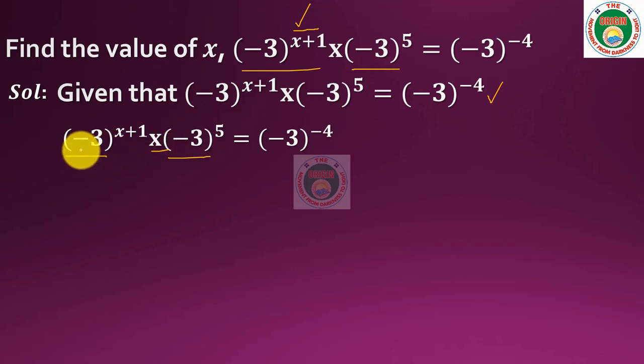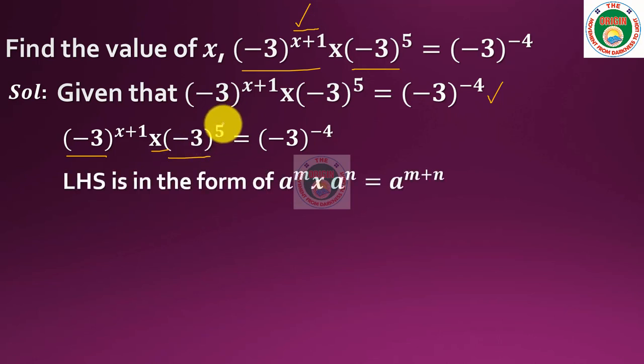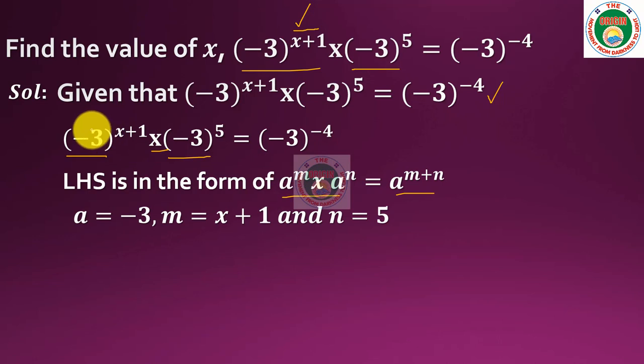What is the rule we are applying here? Base is equal and powers are different. That is a^m × a^n = a^(m+n). First apply the rule for the LHS. The LHS is in the form of a^m × a^n = a^(m+n). Base is equal and it is multiplication, so you can add the powers. Comparing, a equals -3, m is x+1, n is 5.